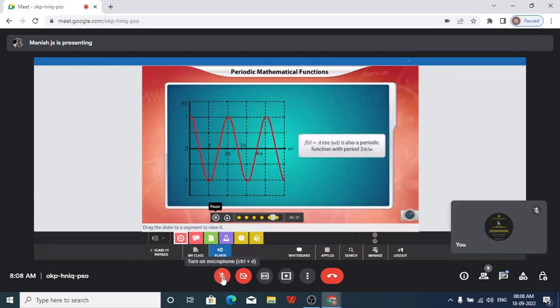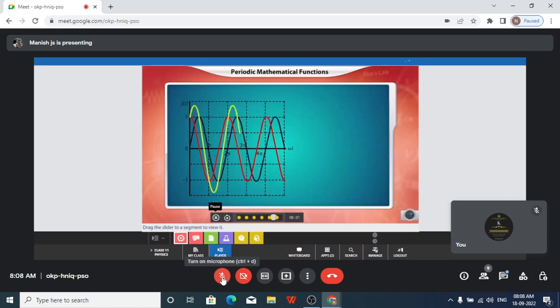Similarly, f of t equal to A cos omega t is also a periodic function with a period of 2 pi by omega. A combination of these functions will also be periodic. The cosine function is also periodic. The cos function did not start from the origin, it started from 1 directly. So that is the only difference, from where they originate. The point of origination is different for both cos and sine functions. Otherwise they are almost the same.